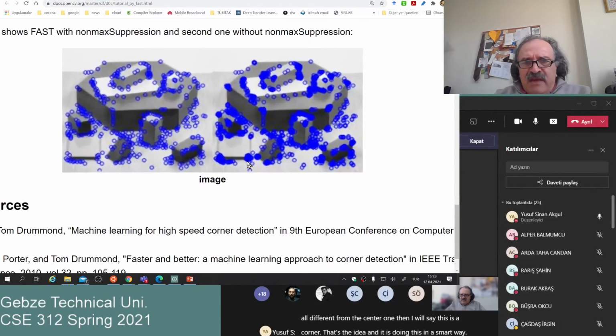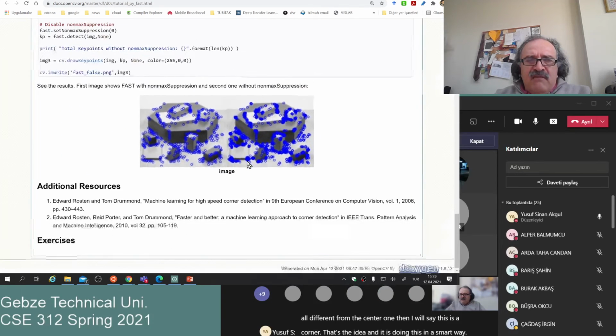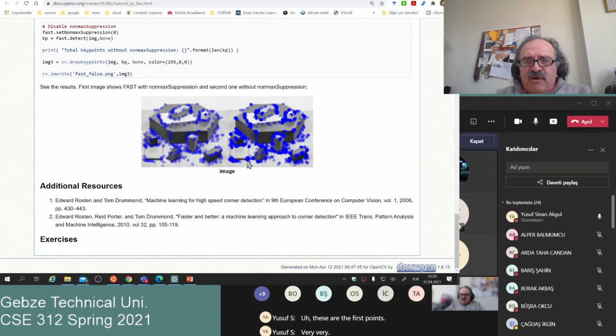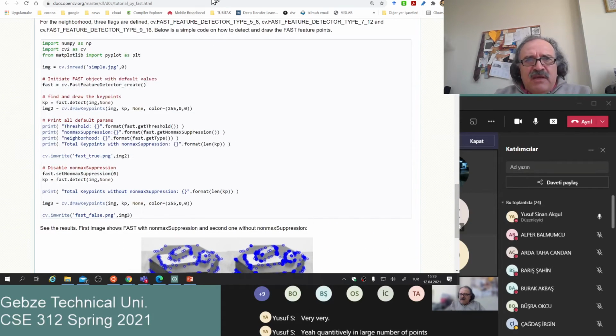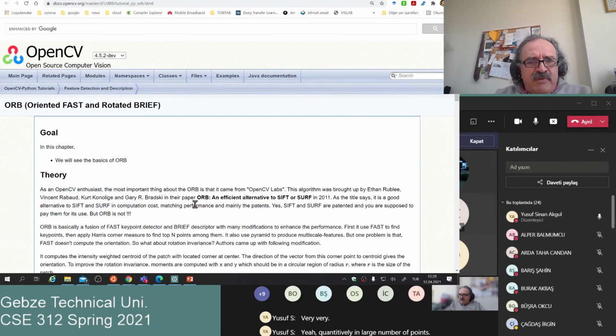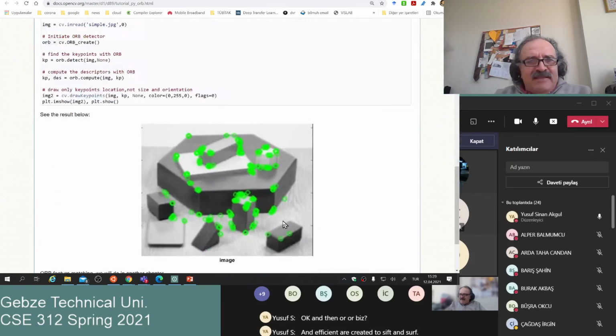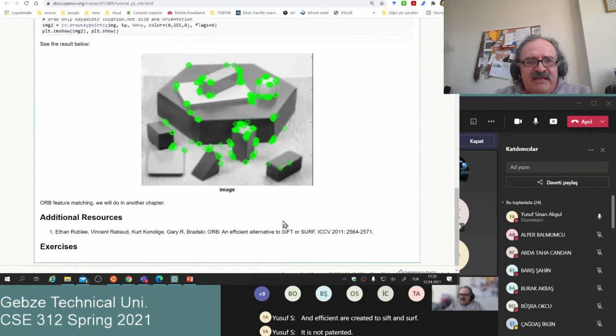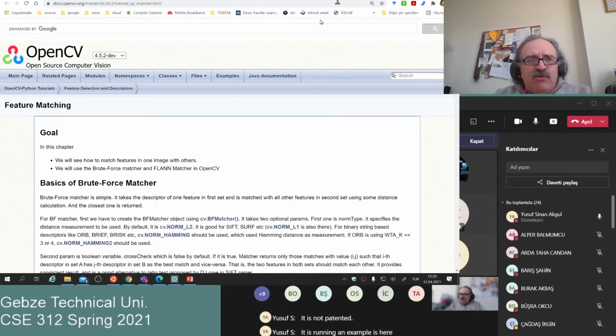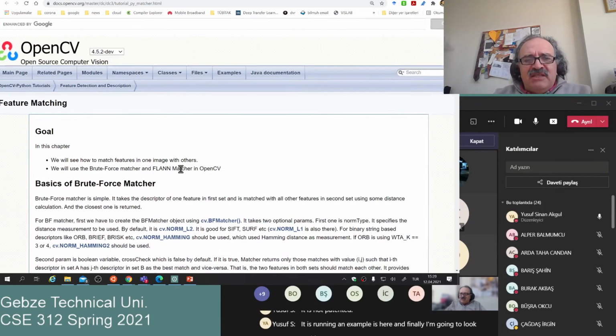And these are the FAST points, quantitatively a large number of points. Okay, and then ORB is an efficient alternative to SIFT and SURF. It is not patented. It is running. An example is here. And finally, I'm going to look at this matching stuff.